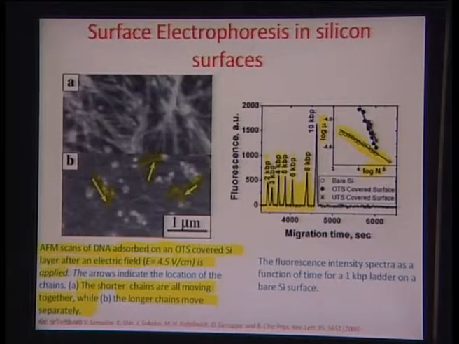Okay, so essentially very repeatable data on a surface of DNA has been recorded and repeated. And the fluorescence intensity spectra as a function of time for a 1 kilobase pair ladder on a bare Si surface is given in this particular graph, as we discussed before.